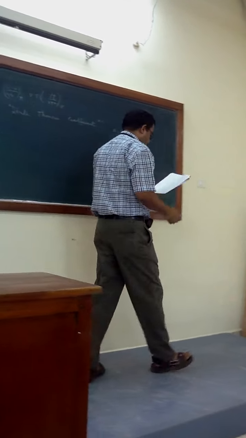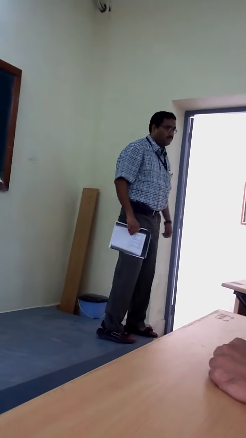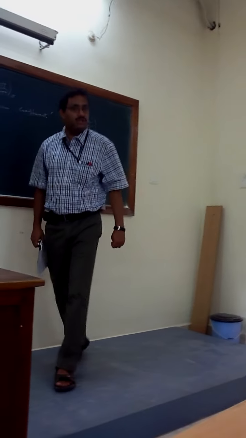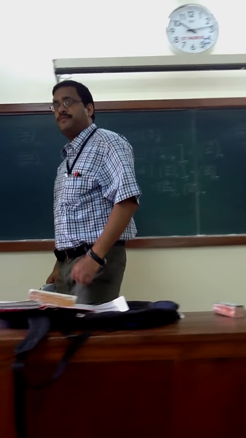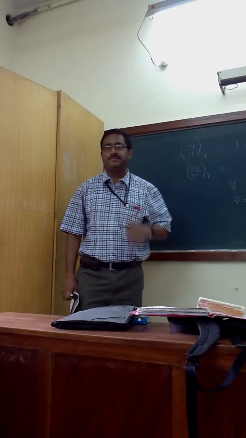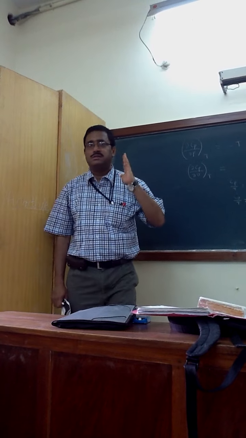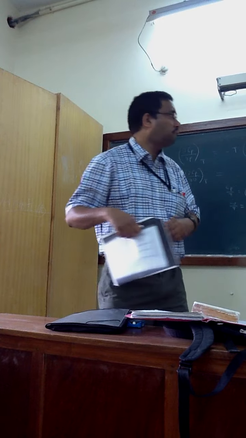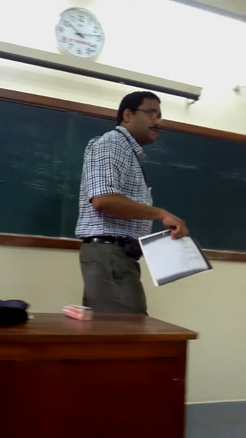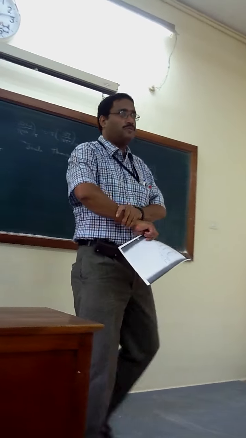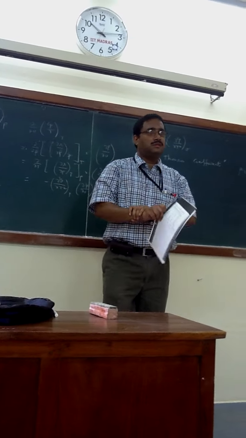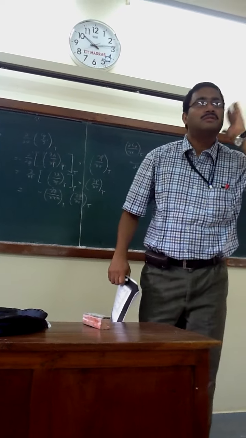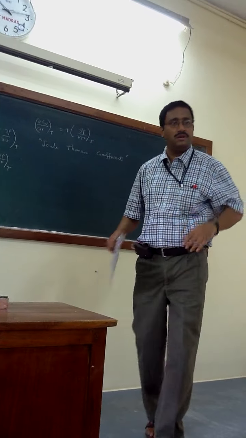How to get mu in terms of material properties? Any idea? Dou T by dou P at constant H, the Joule-Thomson coefficient. How to evaluate? Any hand please? You may be wrong, no problem. Just one step. You know the rules. Everything has been taught. Who is saying? Can you tell me?